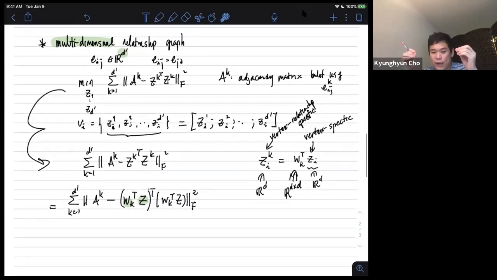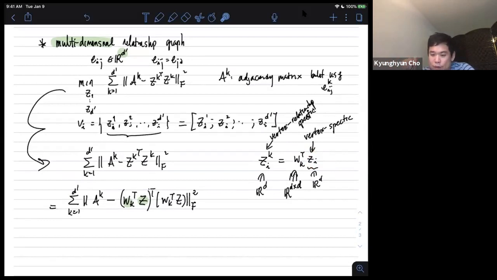VI is just a vertex. There's no dimensionality that is specific. And we use Zi to represent the vertex I, that is VI. So Zi is a representation of the Vi, where Zi is D dimensional.